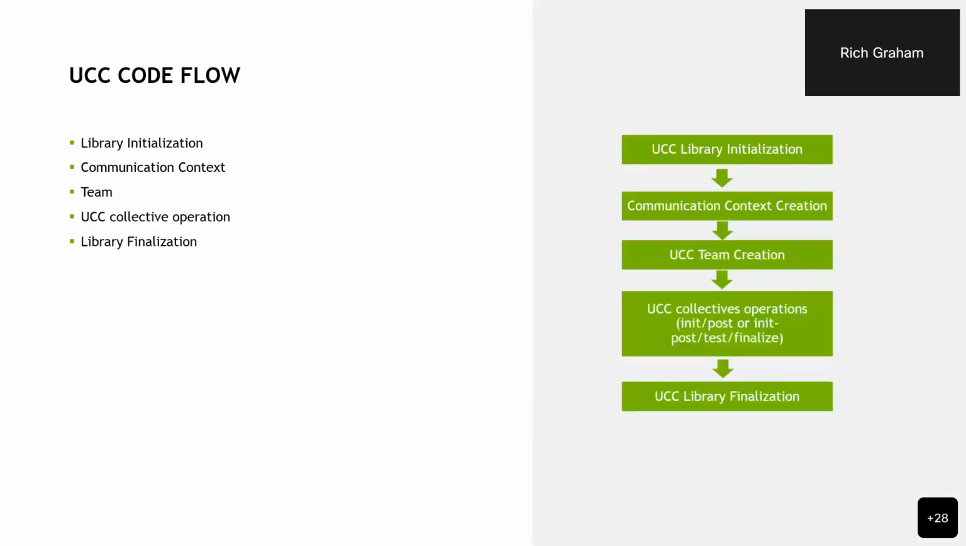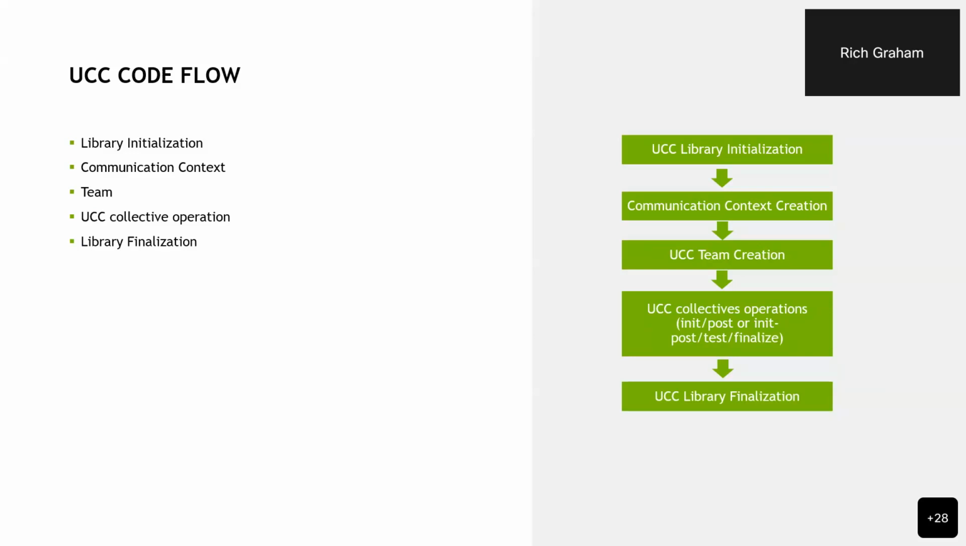From a code perspective, the slide here describes the key pieces of the UCC code flow. So first of all, you have the library code initialization. This is typical to everything that comes up. So when you start up your application and want to wire up your collective library, you have a piece that does the UCC library initialization. You set up various communication contexts. So this gives you the environment in which communication takes place.